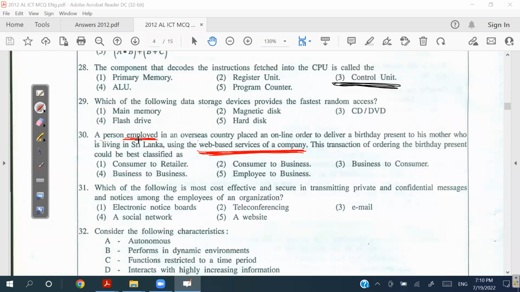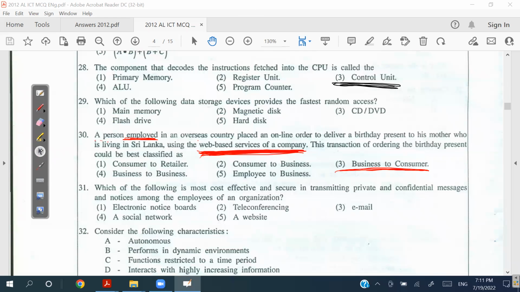If he were getting a service from the very company he is employed in, that would be different. But this is a service that he received from a web-based service of a different company. It is true that he is employed overseas, but he is having it from another company. The service is received from another company, so he is a consumer. The transaction of ordering a birthday present is something that a person receives as a service from a company. So it is a business to consumer transaction, so it should be the third one, business to consumer.